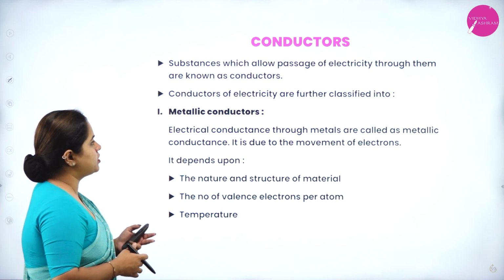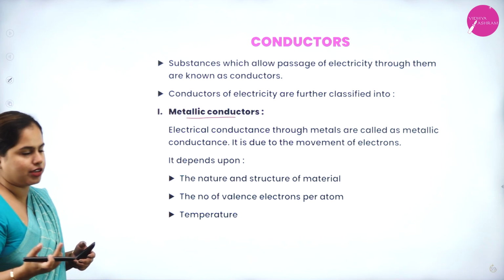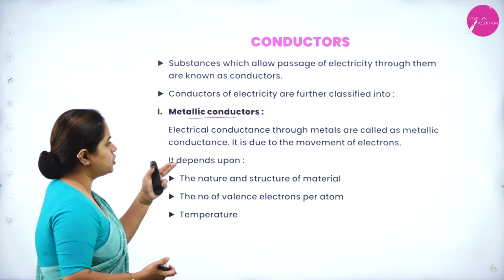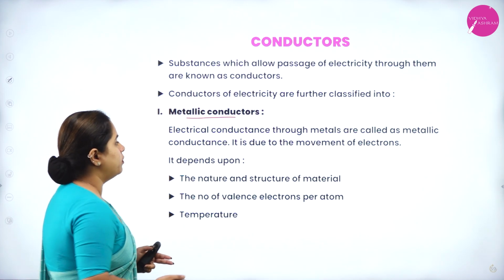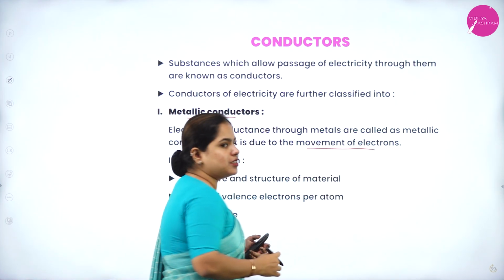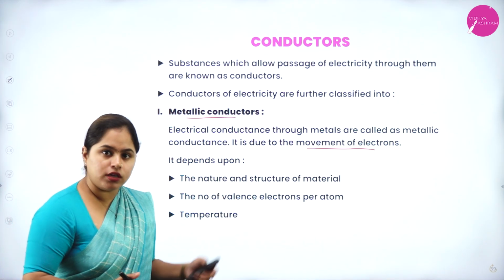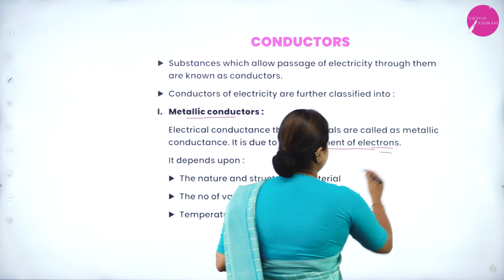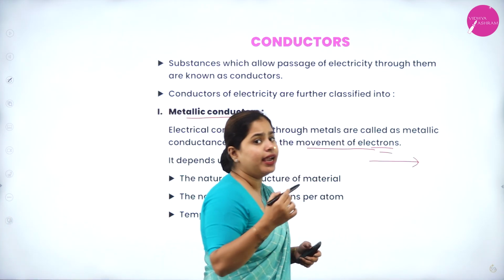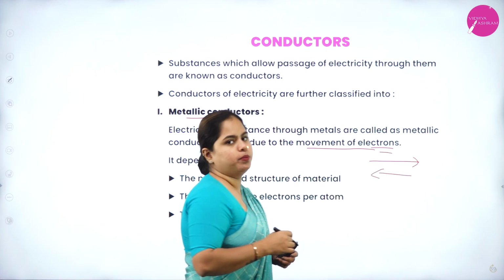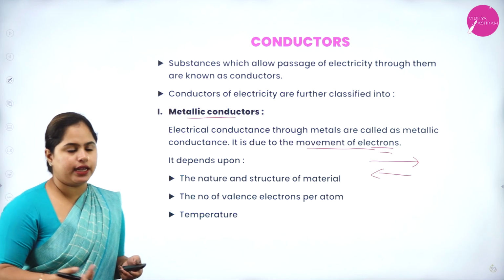So conductors of electricity are further classified into metallic conductors. It means that metals which conduct electricity, right? So electrical conductance through metals is called metallic conductance. It is due to the movement of electrons. So you have to remember this point, that is why metals are able to conduct electricity, because of the presence of electrons. So we have already studied movement of electrons is in this direction. Electricity will be generated in the opposite direction. So this you have already studied in your lower classes itself. So that is metallic conductors.